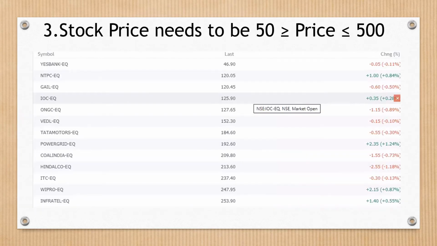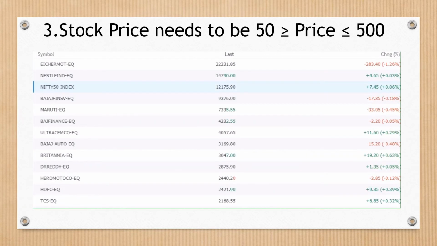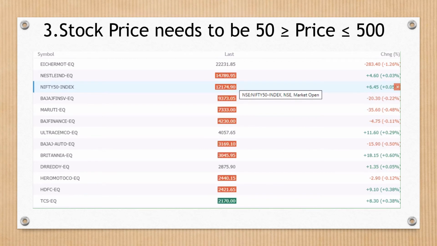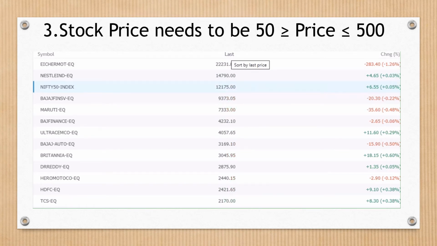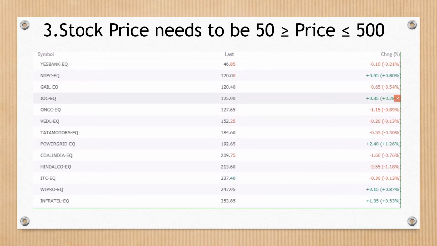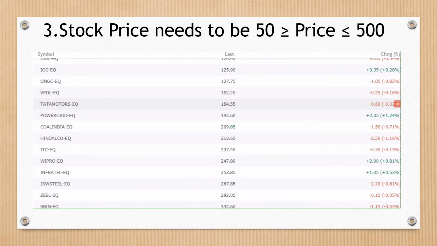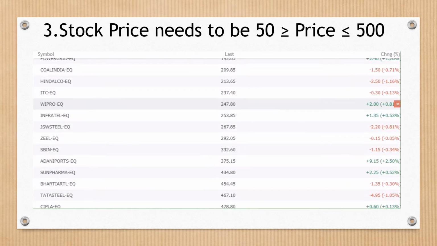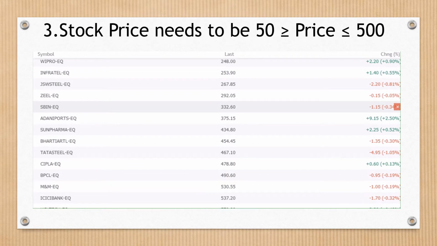We'll see the third step. In this step, we are going to further filter and select stocks which are above 50 rupees and below 500 rupees. Stocks in this category generally witness a lot of retail trader participation. Since retail traders play a major role in intraday trading, stocks in this category witness a lot of liquidity and also less slippage.